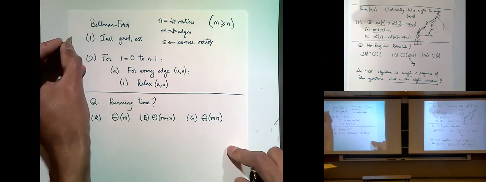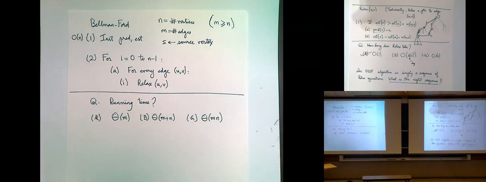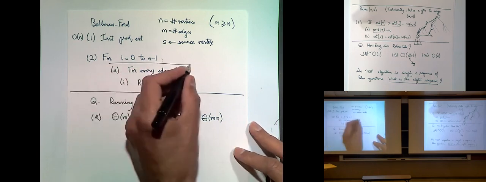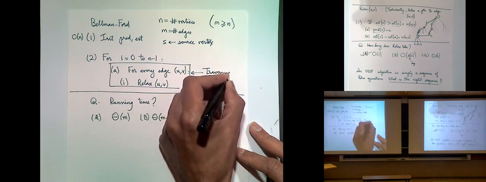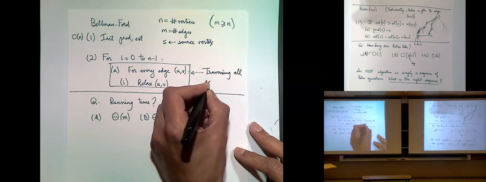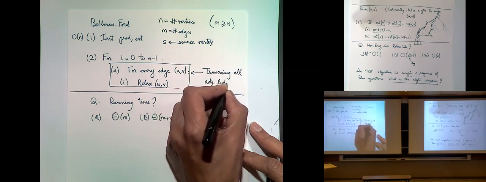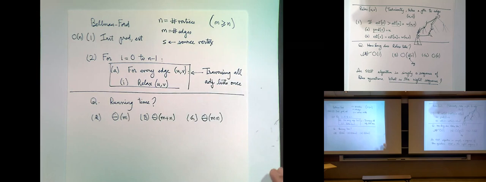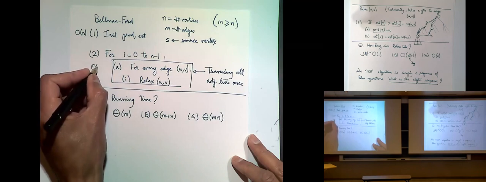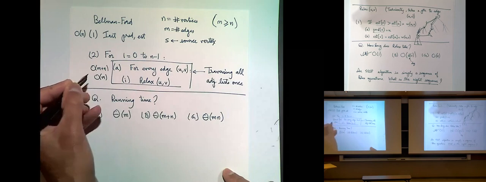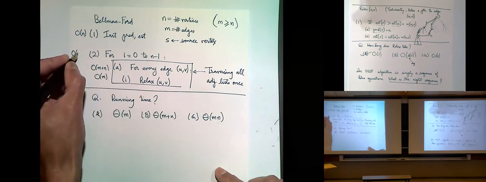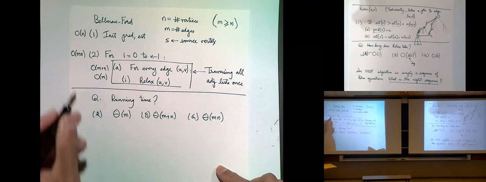So this step runs clearly in O of n, which is like O of m, because I'm saying n is at least m. This entire process is just traversing all adjacency lists once. So this is like O of m plus n, but since m is at least n, this is just O of m. And this is repeating it n times, so it's m times n.